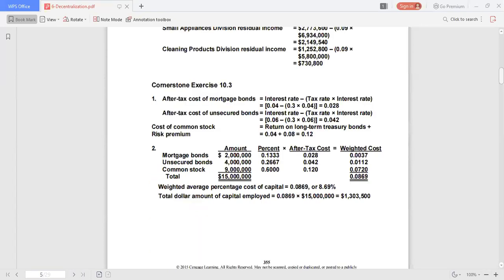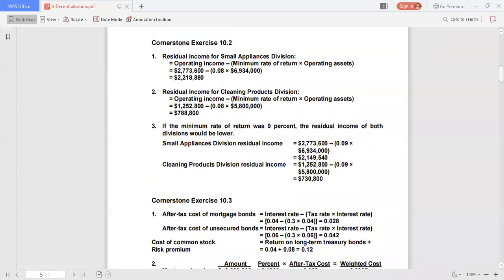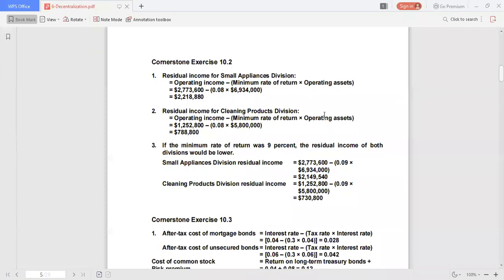So we now get the difference, since we have your operating income of 1,252,800 minus 8% of 5,800,000. Still, that gives us 788,800. That's your residual income.